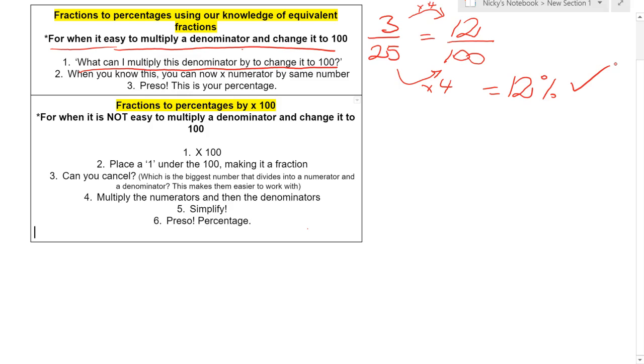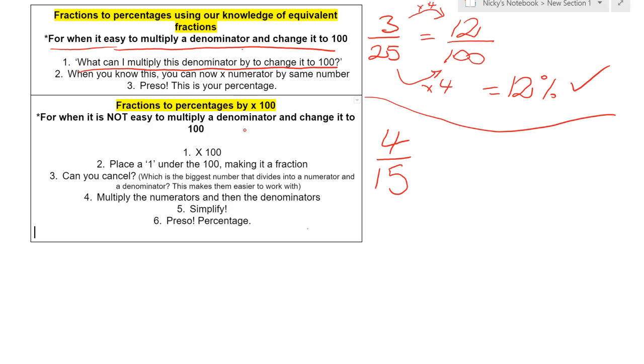Okay, so let's say I have a fraction that I look at the denominator and it's really challenging to see how I can change that denominator to 100 by multiplying. Okay, so that's when you see that you need to use this method here, this second method. It says fractions to percentages by timesing by 100, for when it is not easy to multiply a denominator and change it to 100 like we did just before. Okay, so there's actually 5 steps here. I know it says 6, but 5 that you need to do your working for.